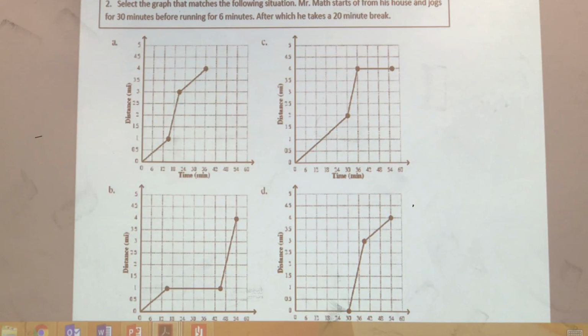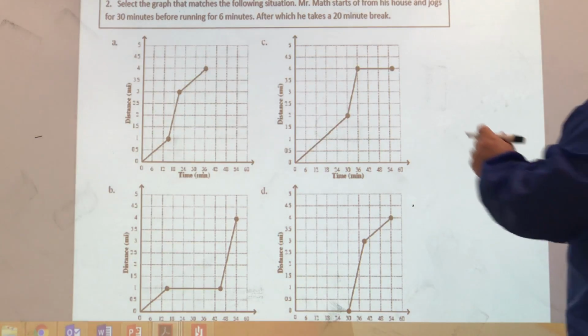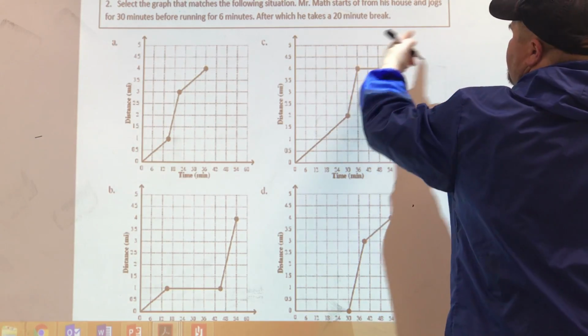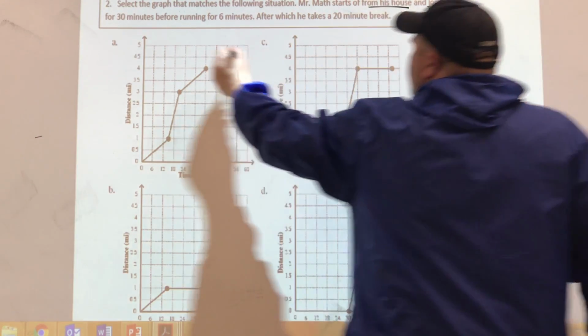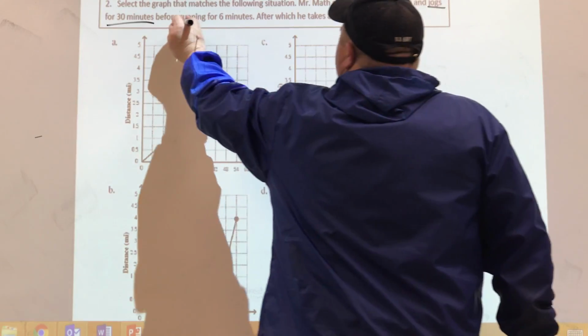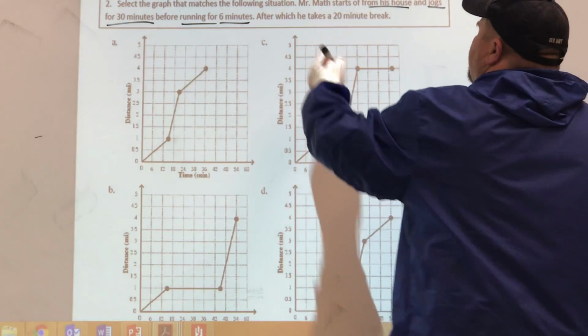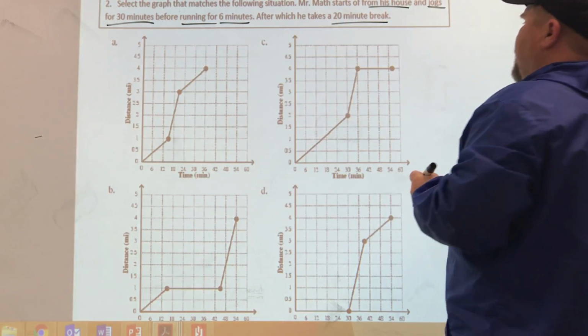So problem number 2, select the graph that matches the following situation. Mr. Math starts off, actually it says starts of, but it should say starts off from his house and jogs for 30 minutes before running 6 minutes, after which he takes a 20-minute break. All right, so let's break this down into segments. He starts from his house and jogs 30 minutes, and then we have running for 6 minutes, and then after that we have a 20-minute break.